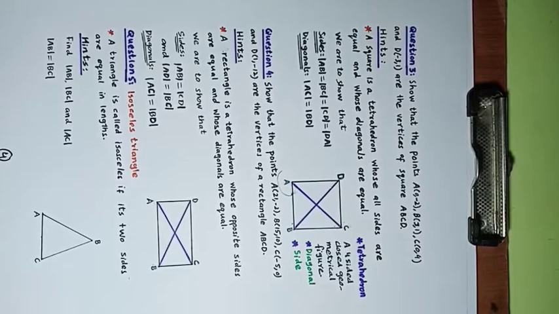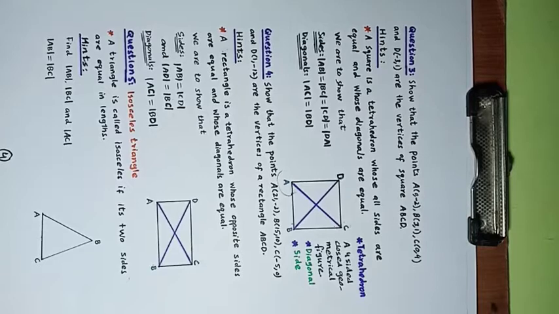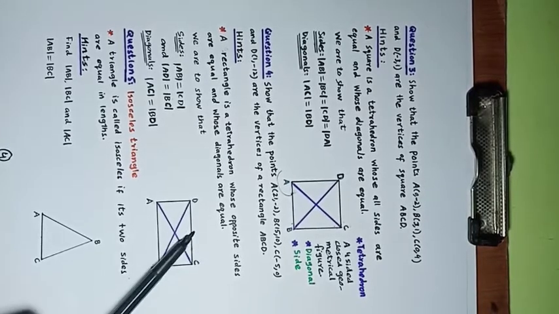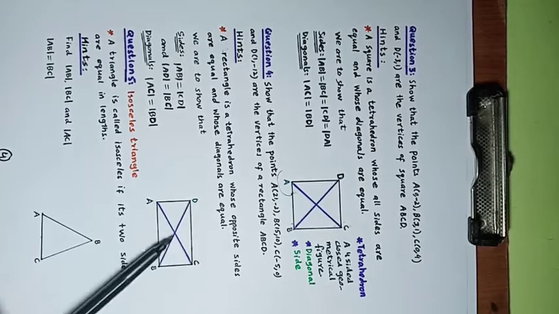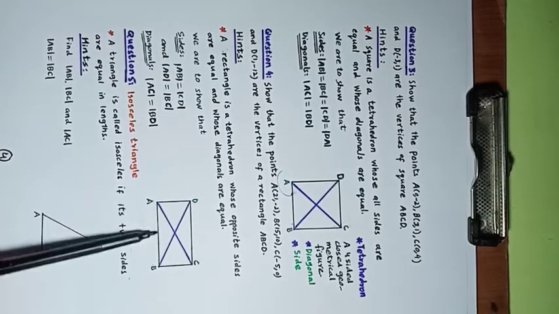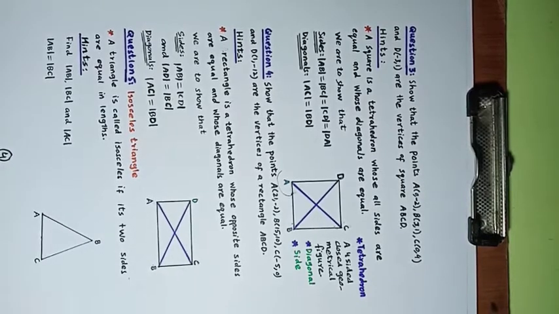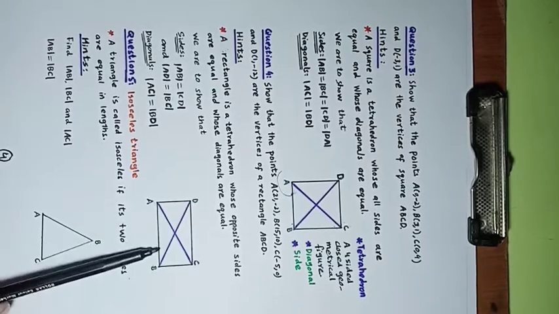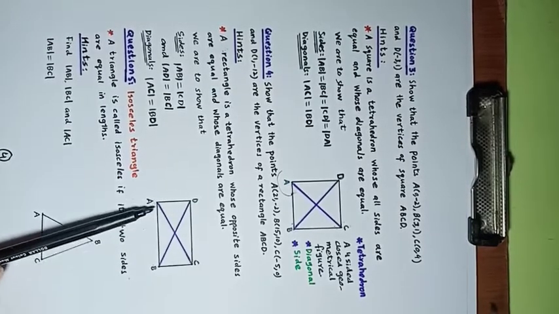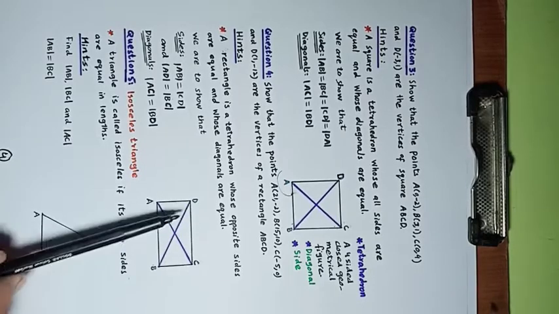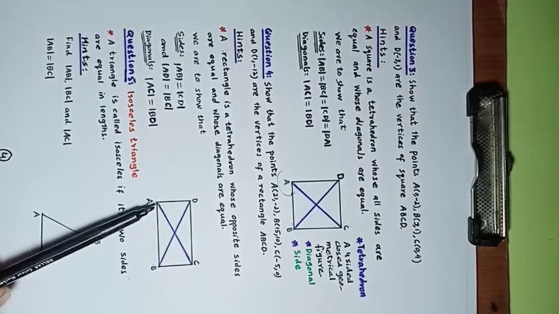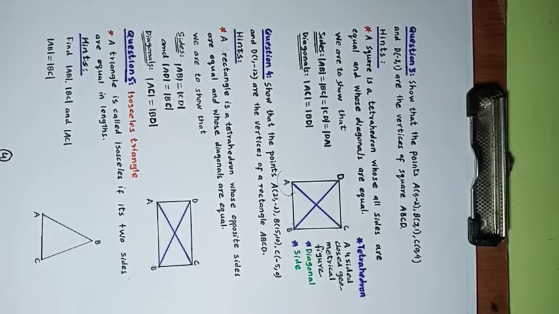Dear students, rectangle is also a tetrahedron, but in case of the rectangle, the opposite sides are equal and the diagonals are equal. Here we observe that AB is the opposite side of CD and AD is the opposite side of BC. So in a rectangle, we have to show that the opposite sides are equal, that is AB is equal to CD and BC is equal to AD, and the diagonals are equal, that is AC is equal to BD. Again, we have to apply the distance formula.